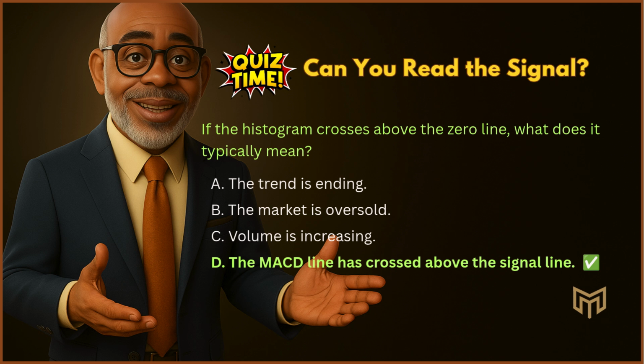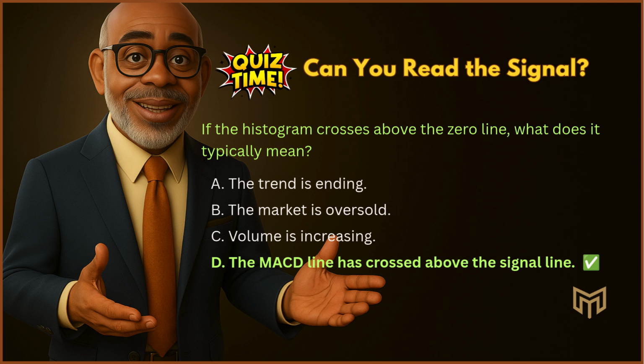If you chose A, the trend is ending. A cross above the zero line is actually the beginning of potential bullish momentum, not the end of a trend. You'd be reading it backwards. B, the market is oversold. Oversold conditions are measured by indicators like the RSI, not the MACD histogram. Different tool, different job.